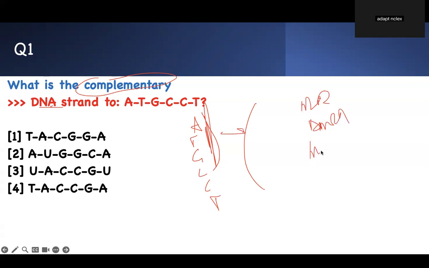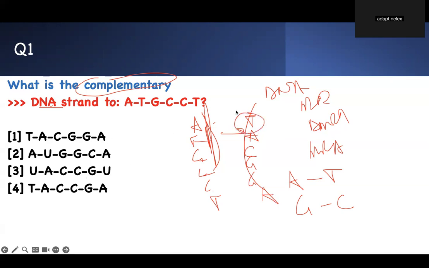This is not mRNA. This is DNA. So the DNA complements, you follow the pairing. And what is the pairing? A pairs with T and G pairs with C. That's all. So if I see A, I should see a T here. If I see T here, I should see an A here. If I see G, I should see C. If I see C, I should see G. C, G, and A.